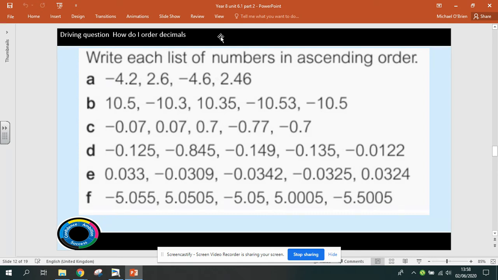And finally, F, minus 5.5005, minus 5.055, minus 5.05, 5.0005, 5.0505. Wow. Okay, hope you got all those correct. If you didn't, pause for a moment, check your answers, try and understand where you went wrong.